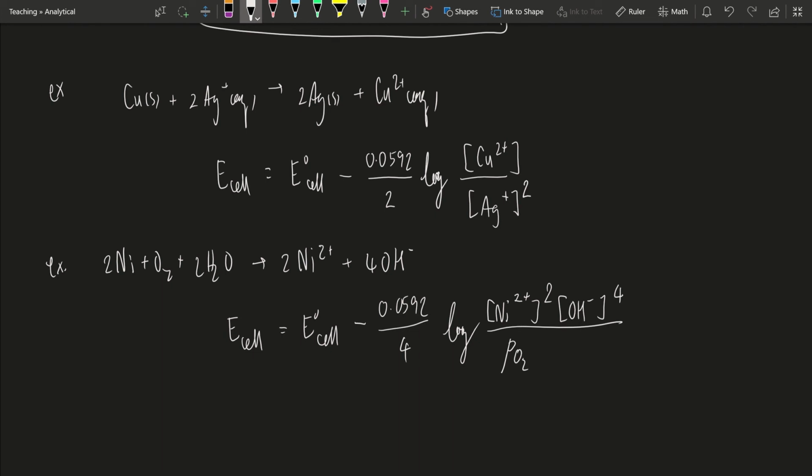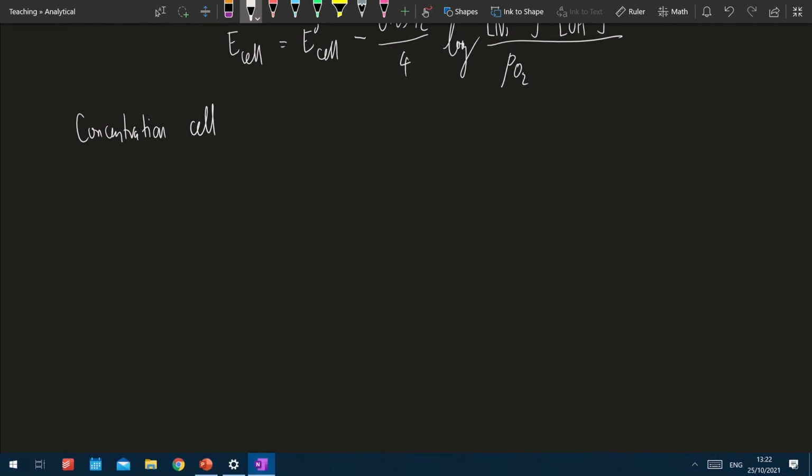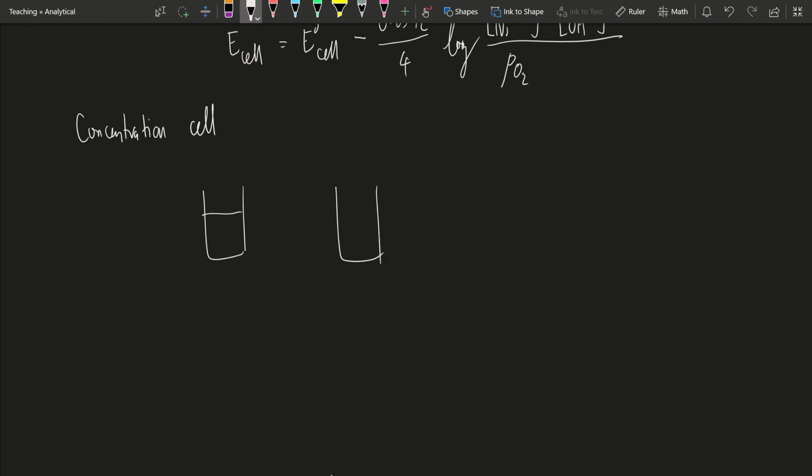And one way to use the Nernst equation is to predict the behavior of something we call a concentration cell. A concentration cell is constructed from identical electrodes and half cells, but the concentration is just different. For example, we can construct the concentration cell of the copper. So this is copper. This is also copper, and then you connect it with maybe a voltmeter, and you put the salt bridge and so on.